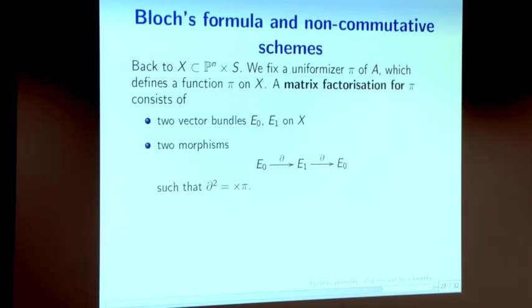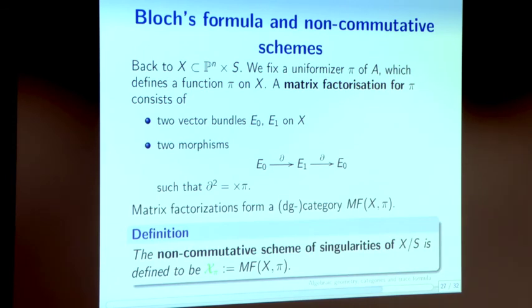And I'm introducing this notion of matrix factorizations: the data of a matrix factorization for p is a factorization of p as the product of two matrices. But these matrices are twisted on X by vector bundles. So I have the data of two vector bundles, two morphisms, and I need that if I compose delta with itself, I have multiplication by p. It's a bizarre definition, but it's a useful definition.